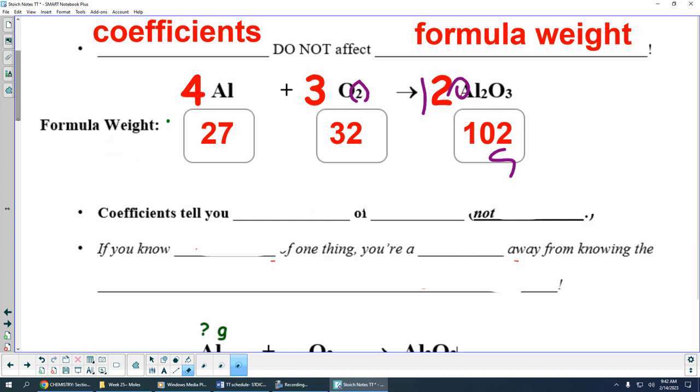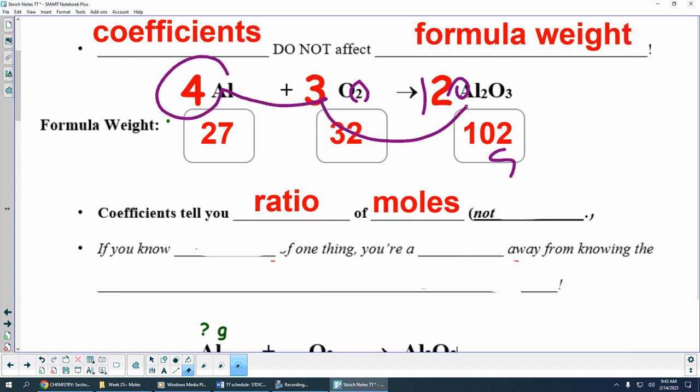What the coefficients do tell you is the ratio of moles. Wait, so if it doesn't affect it, then you have to balance it? To satisfy the law of conservation of mass, number one. And then number two, because it tells us this next thing. It tells us the ratio of moles. For every 4 moles of these, I have 3 moles of these and 2 moles of these. Great question. But the law of conservation of mass will be broken if I had 1 aluminum over here and 2 aluminums over there. So we do it to balance it.